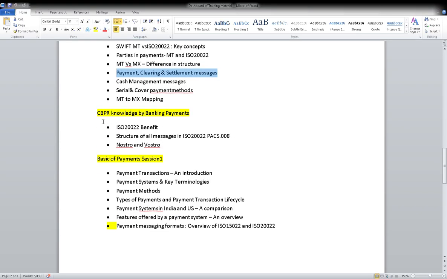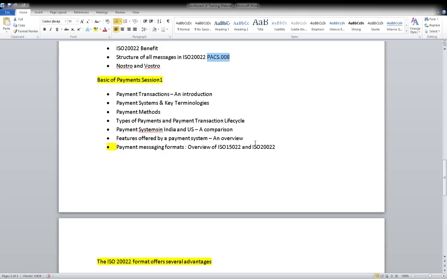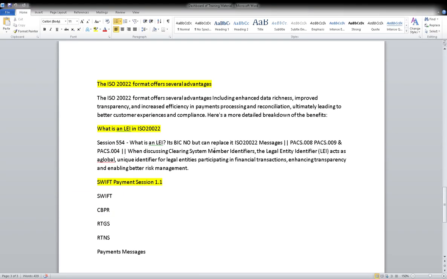Then CBPR payment, including ISO 20022 benefits and the structure of all the messages, and we are going to discuss the PACS message in detail, how it is formatted. Then in the basics of payment: introduction of payment, payment systems and key terminologies, payment methods, various transaction life cycles, system domains in US and UK, and features of these payments. And there are some detailed advantages and disadvantages.